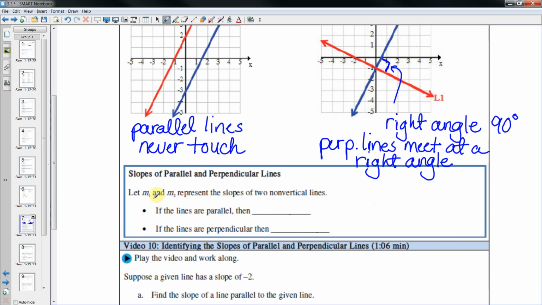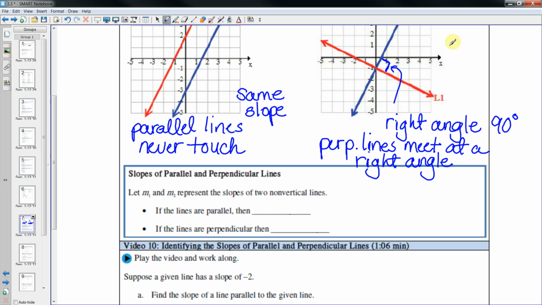So if you have parallel lines, you also are going to have lines that not only do they not touch, but they have the same slope. So if one of your lines has a slope of 2, the other line has a slope of 2. If one of the lines has a slope of negative 3/4, the other line has a slope of negative 3/4. So parallel lines have the same slope.